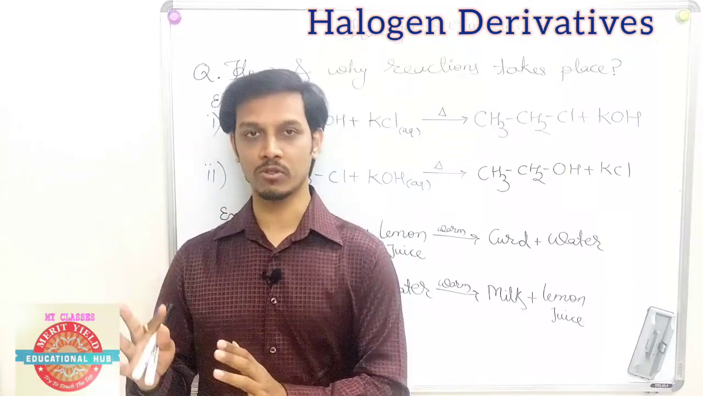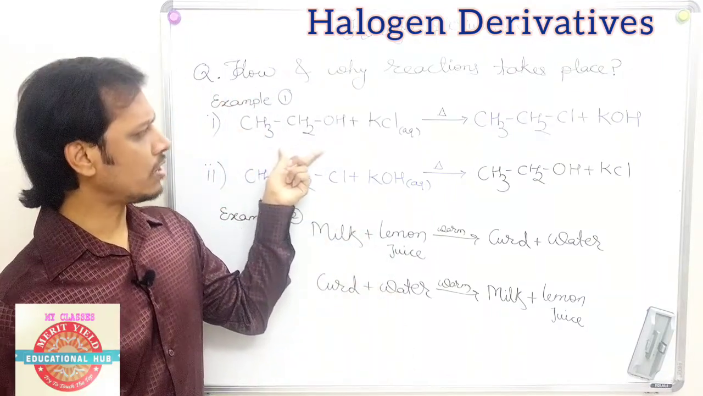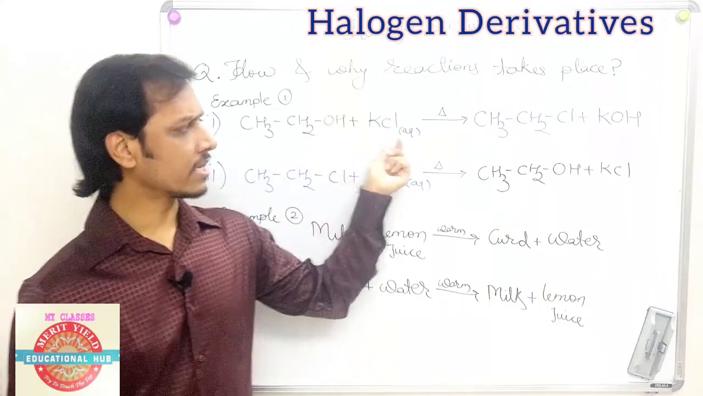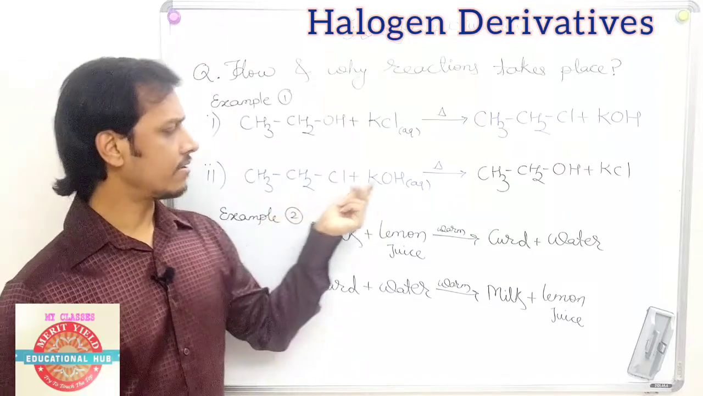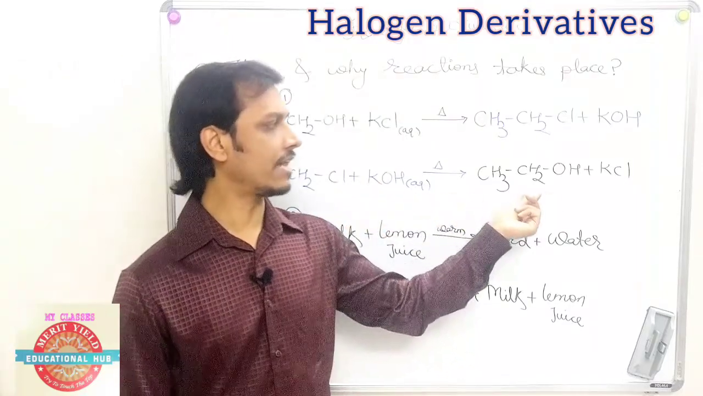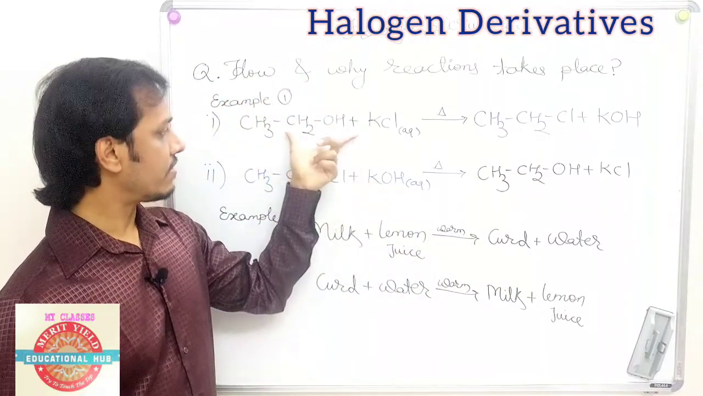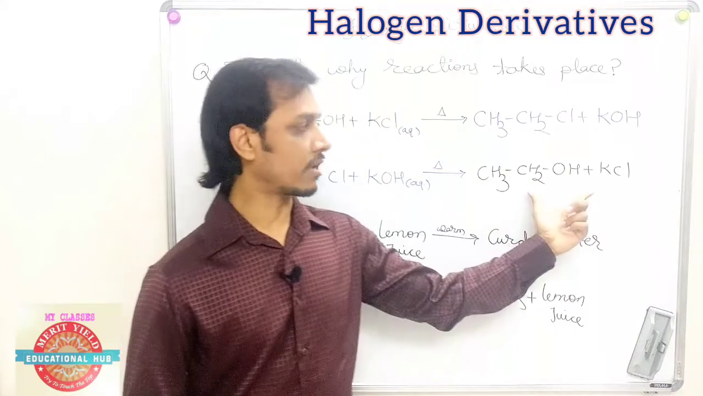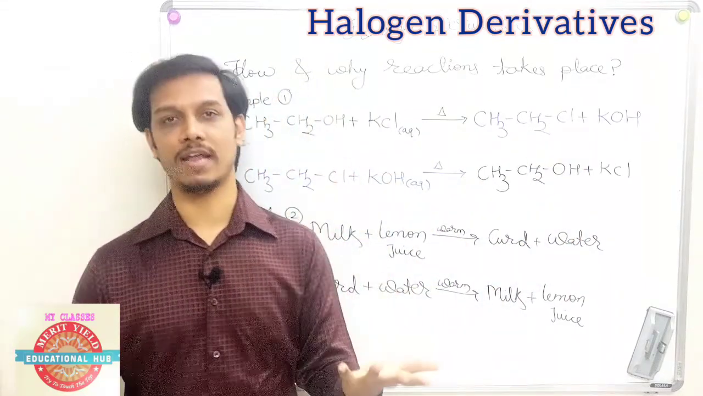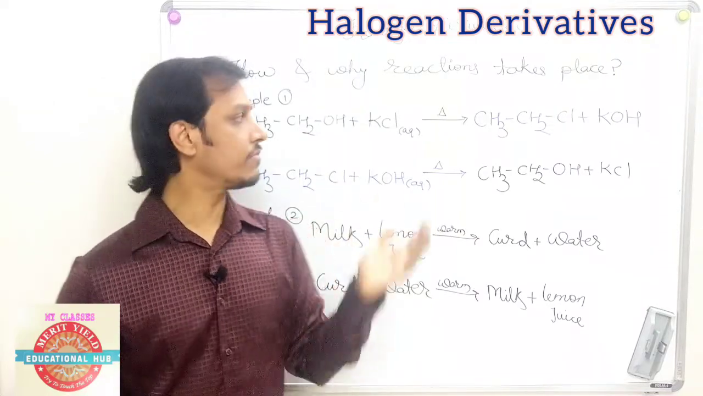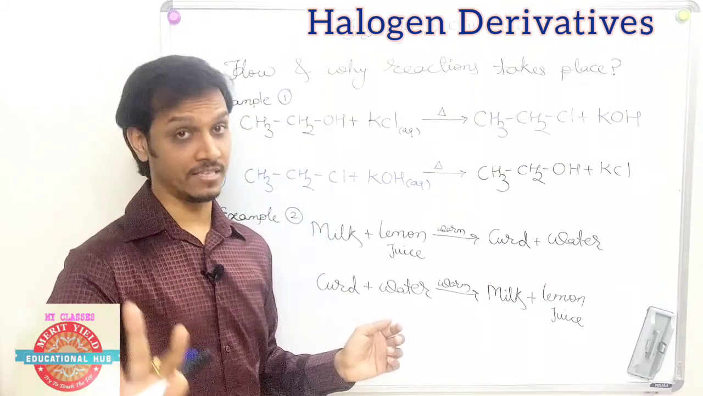So we'll understand that whole thing with an example. Suppose I am having here ethyl alcohol with potassium chloride gives ethyl chloride and potassium hydroxide. Here ethyl chloride with potassium hydroxide gives us ethyl alcohol plus potassium chloride. If we see these two reactions, the first part is the reactant here and the product there, and vice versa. So out of these two, one is a wrong reaction. Can you tell me which one of them is wrong? I am just pretending you are answering me.